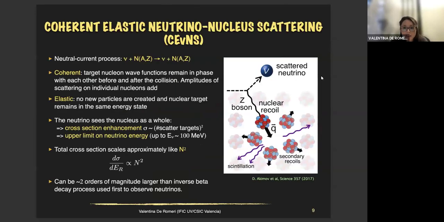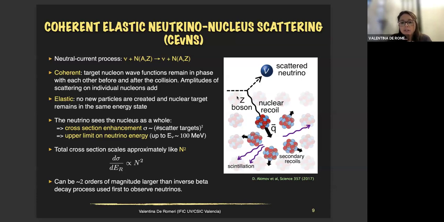So coherent elastic neutrino-nucleus scattering is also called CEvNS from its acronym in English. And it's a neutral current process in which a neutrino scatters off a nucleus by the exchange of a Z boson within the standard model. It is coherent because the amplitudes of the neutrino scattering on individual nucleons add up, and it is elastic in the sense that no new particles are produced, and the nuclear target remains in the same energetic state, so in the ground state, after the interaction.